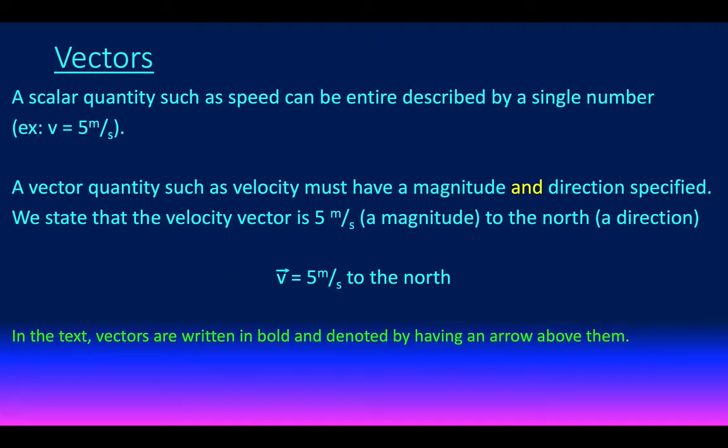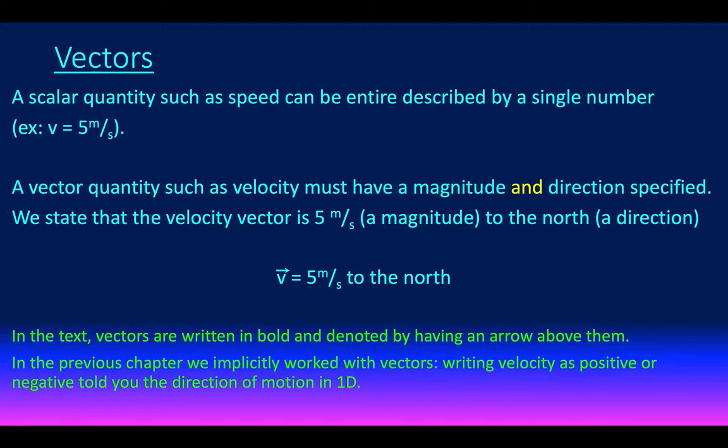In the text, vectors are written in bold, and they also are denoted by having this arrow above them. So vectors have the arrow above them. Scalars do not have the arrow above them. In the previous chapter, we did implicitly work with vectors. If you think about how we treated velocity, when an object is moving in the positive direction, that object's velocity was a positive number. When an object is moving in the negative direction, that object's velocity was a negative number. So to an extent, we kind of began working with vectors in the previous chapter, but we're really going to start working with them for a few chapters now.